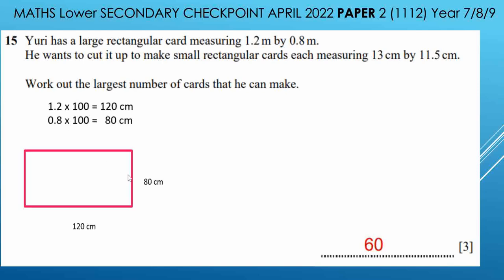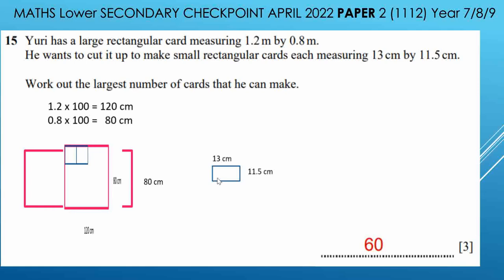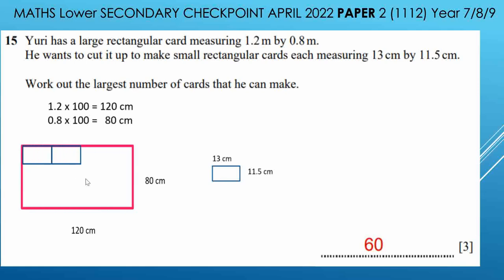And we draw the rectangle. Now, to cut it into small cards, this is 13 by 11.5. We can arrange it this way. If we arrange it this way, then it will be 120 divided by 13, and if we count with a calculator, it is 9.28, and 80 divided by 11.5 is 6.9. And it cannot be rounded up to 7 because the card is not enough. So it will be 9 times 6. We round it down, so 9.28 becomes 9 and 6.9 becomes 6. So 54, but we have to check the largest possible.